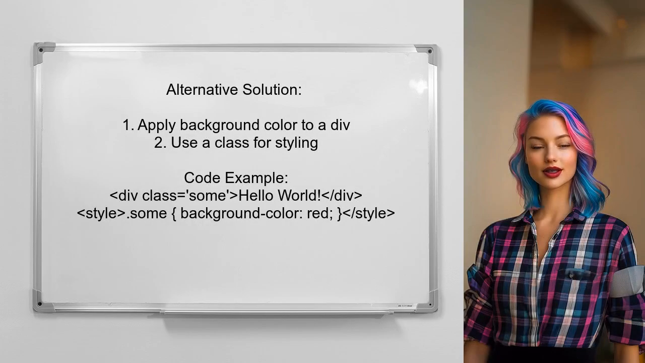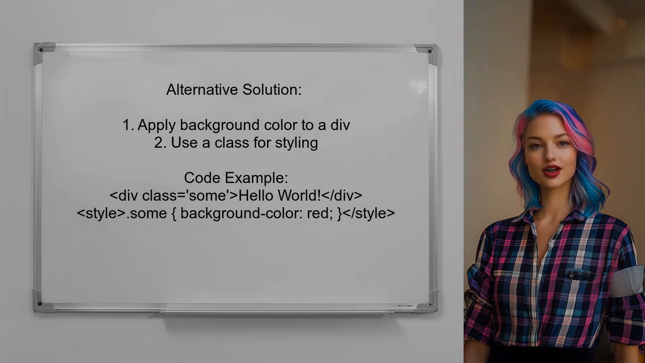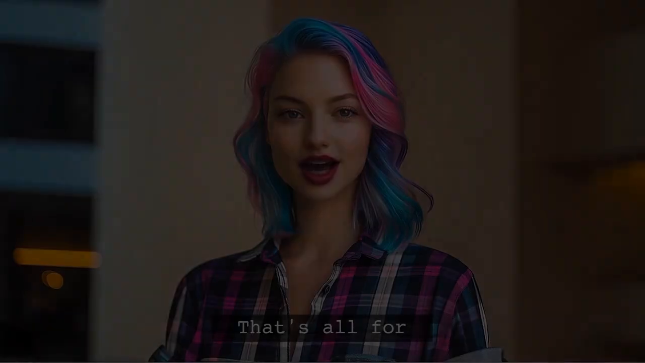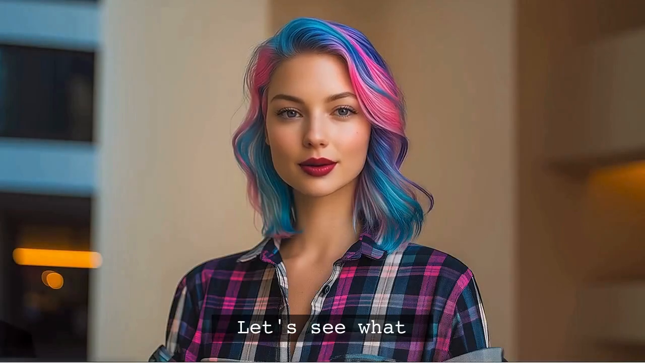One user suggests an alternative approach by applying the background color to a specific div instead of the body. They recommend using a class, like sum, to give the div a red background. This way, the color will only apply to the div containing your content. That's all for that response. Let's see what someone else had to say.